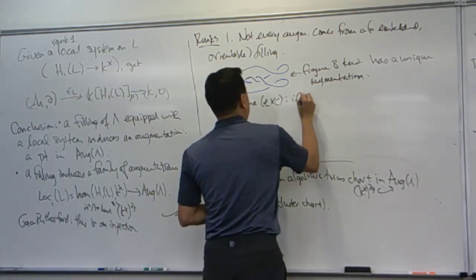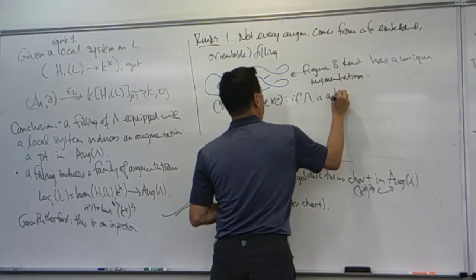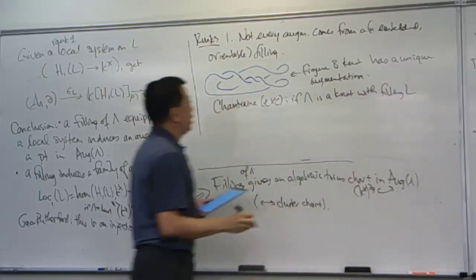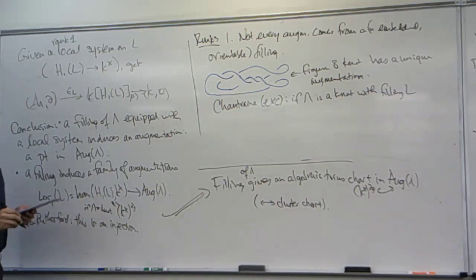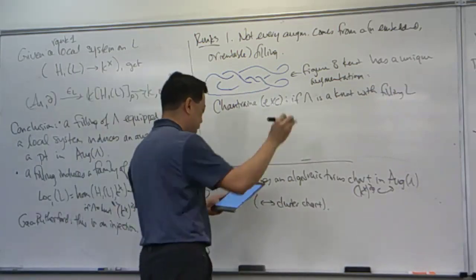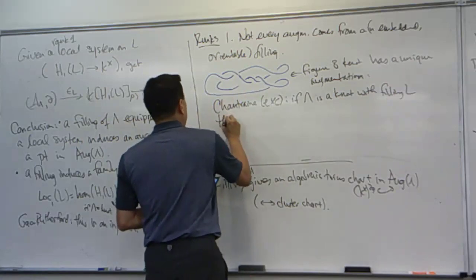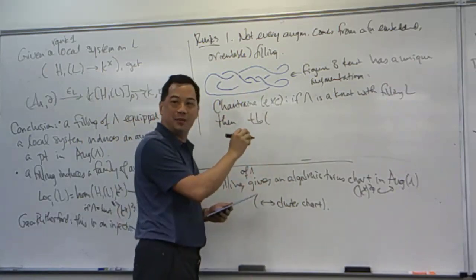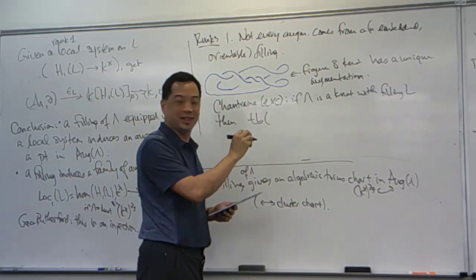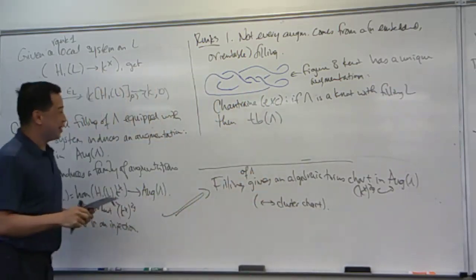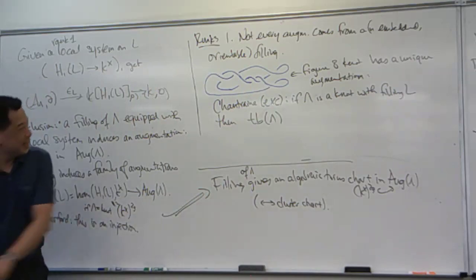So if lambda is a Legendrian knot with filling L that's embedded and orientable, it actually doesn't even need to be exact, it's just an embedded orientable Lagrangian filling, then the Thurston-Bennequin number. Nobody has actually defined the Thurston-Bennequin number, is that true? Okay. So the Thurston-Bennequin number of a Legendrian knot.